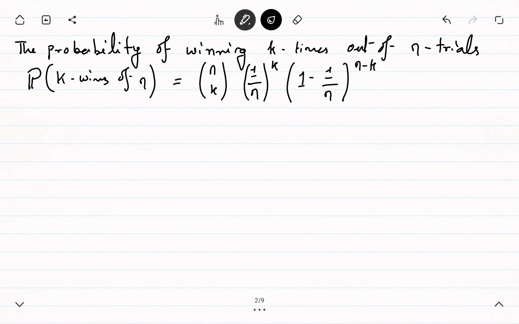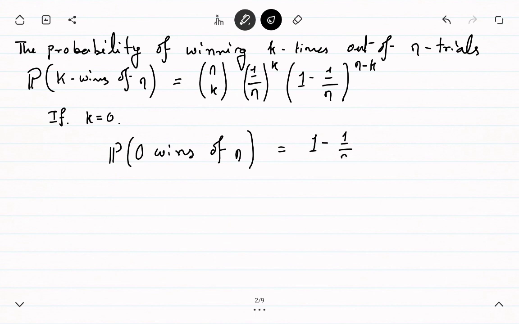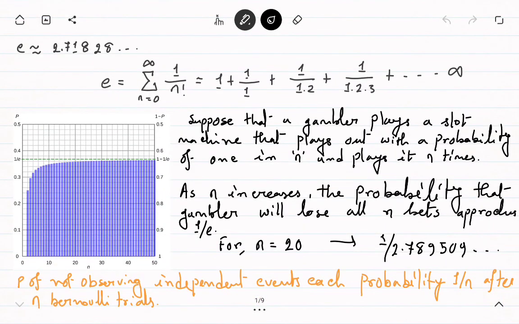So in particular, the probability of winning 0 times. If k equals 0, that is the probability of 0 wins out of n, and that will be (1 - 1/n) to the power n. So you see, again I am returning to this graph. It can be observed, that is Bernoulli trials, what I am saying.